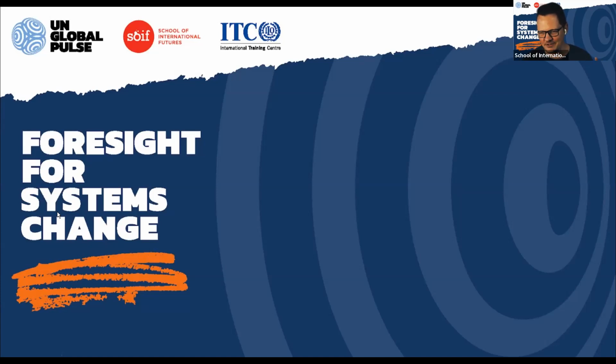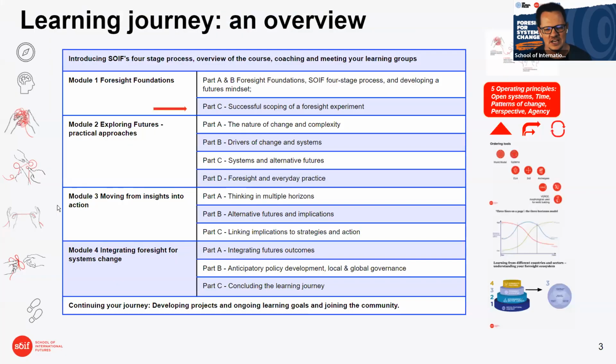You will have seen the slide a few times by now, but essentially what you're looking at is the overall learning journey. As you can see there in the little red arrow, we're in part C of Module 1, how to do a successful scoping of a Foresight experiment. So if you're already thinking about how to use Foresight in your everyday practice, today is going to give you, again, a set of tools that you can apply quite practically to that.